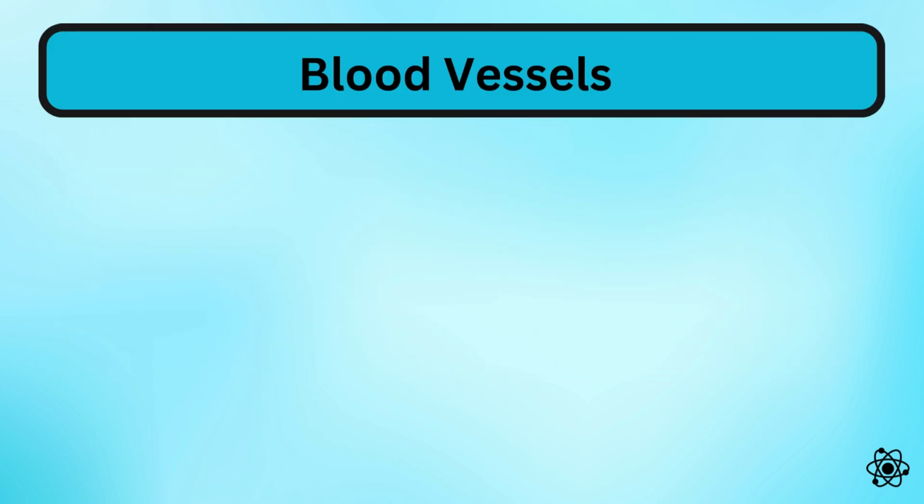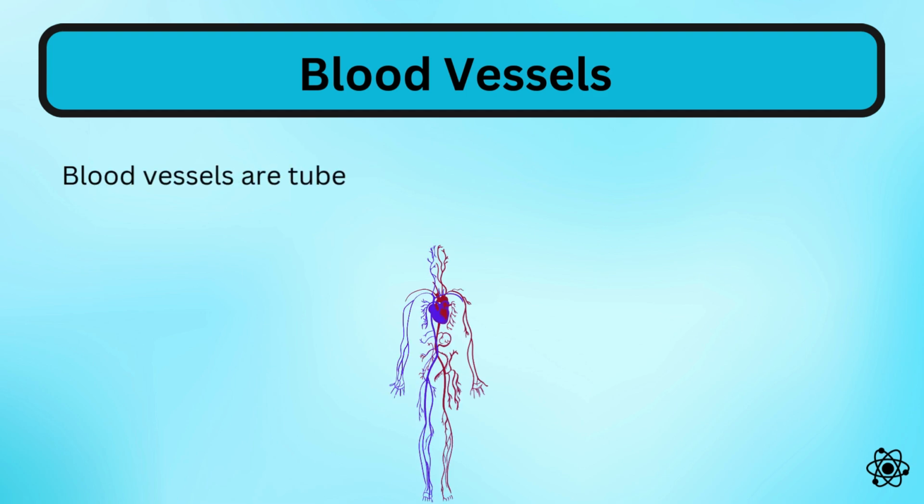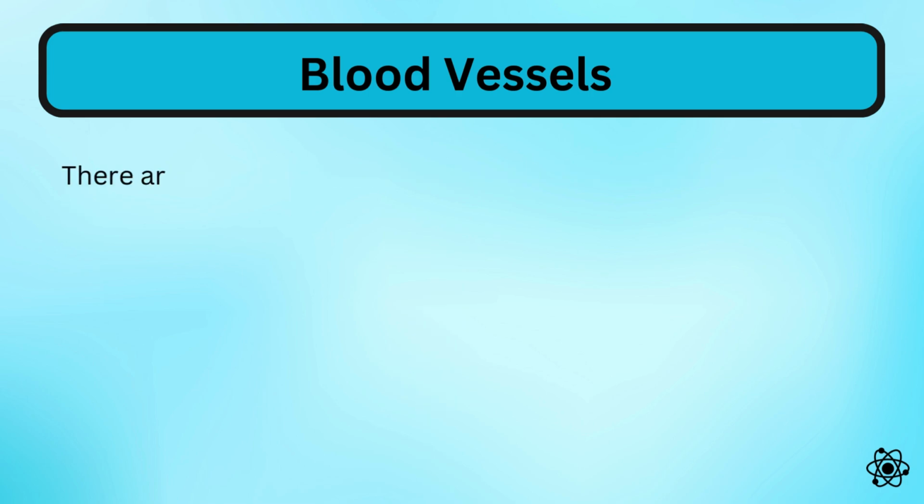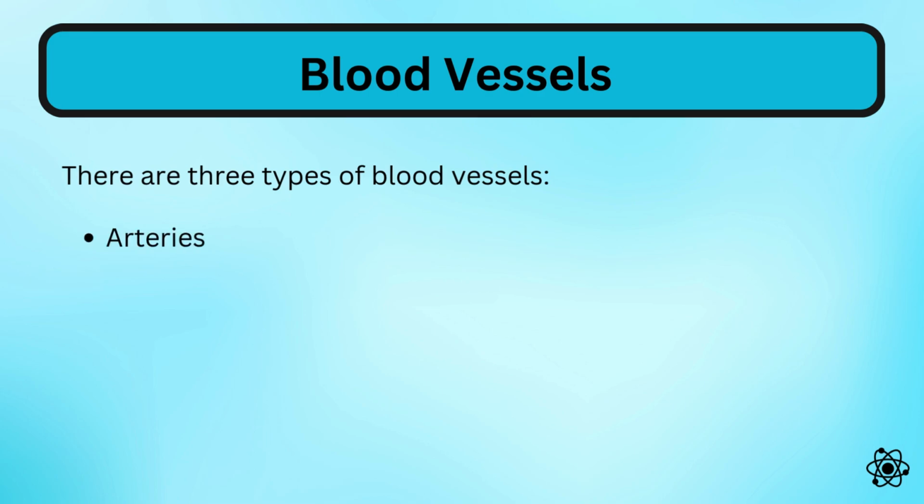This video summarizes part 2 of chapter 9, Transport in Animals. In the previous video, we spoke about the heart. Now, let's learn about blood vessels. Blood vessels are tubes through which the blood circulates in the body. There are three types of blood vessels: arteries, veins, and capillaries.